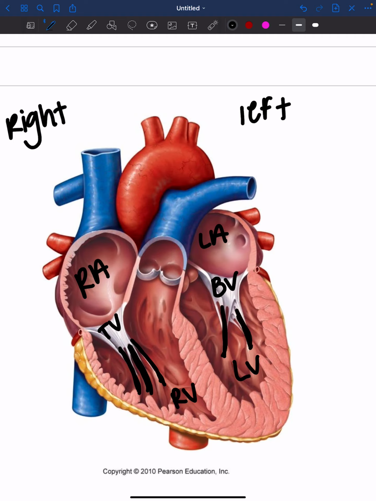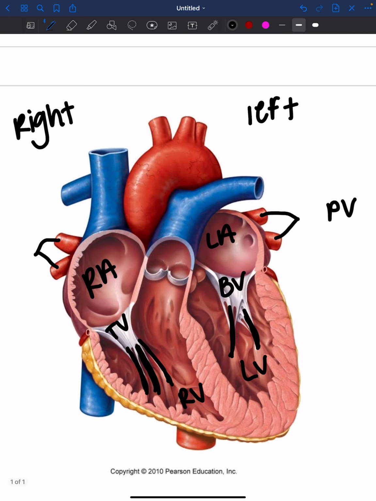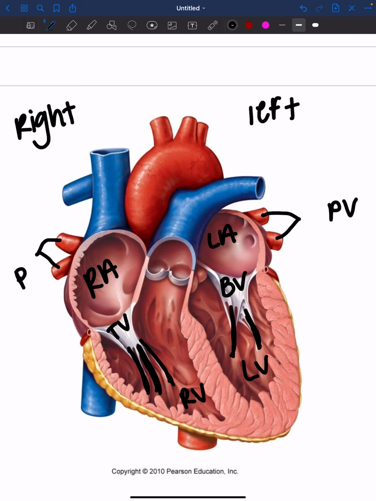Okay. The next thing that we have is our pulmonary veins. Some call it the pulmonary veins, some call it the opening of the pulmonary veins. It's basically the same thing. So remember again, if you're ever labeling it and you know that these are pulmonary valves, do your right and left side again, because they're the opposite. So this is going to be your left pulmonary valve. This is going to be your right pulmonary valve.